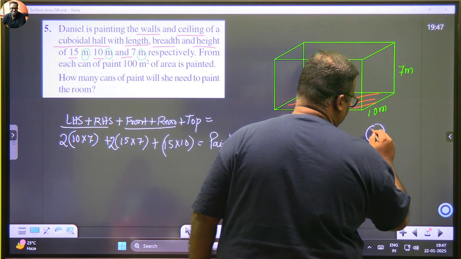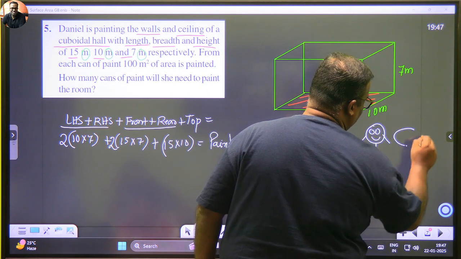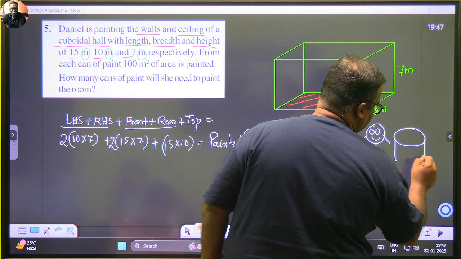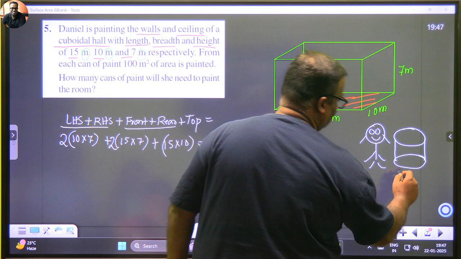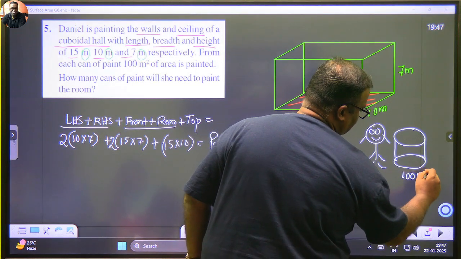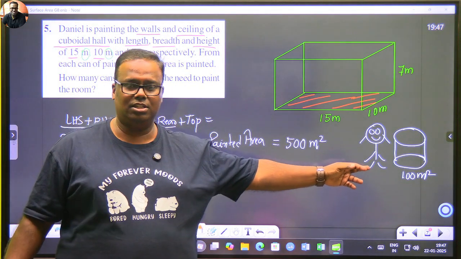Now our girl Daniel is actually painting using some cans. Each can is holding how much of paint? 100 meters square. अब common sense लगाओ ना. एक can से कितना paint कर सकते हैं? How much can you paint?